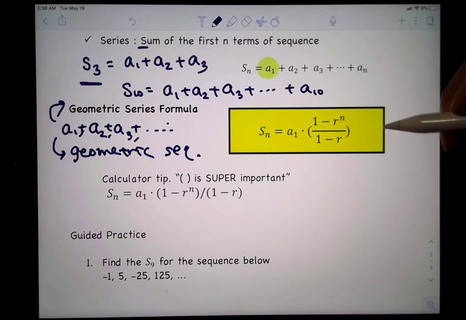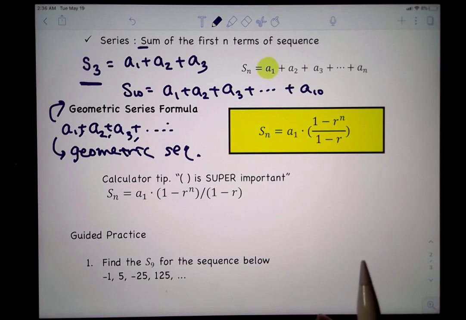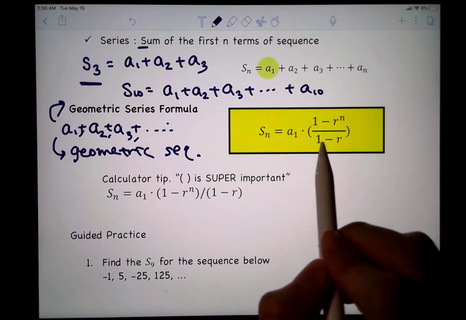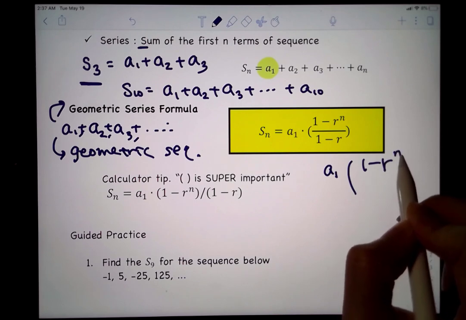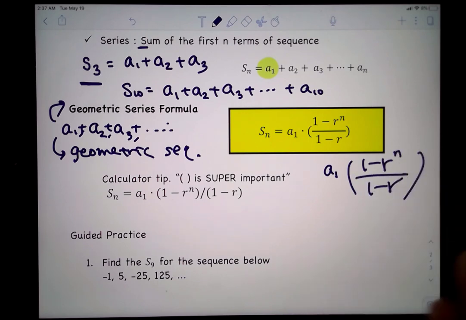So you need to memorize this one. On the NJSLA test, they will give you the reference paper and you will have this formula, so you don't have to memorize it, but I recommend you memorize it. Most likely you will use a calculator for this question. If you type a1 (1 minus r to the n) divided by 1 minus r without the parentheses, you will get different answers.